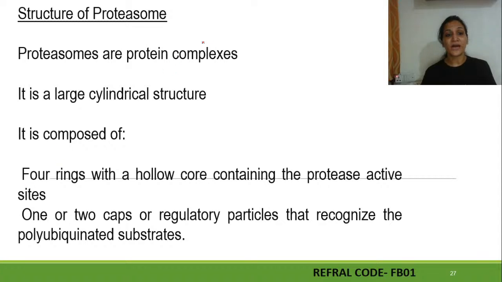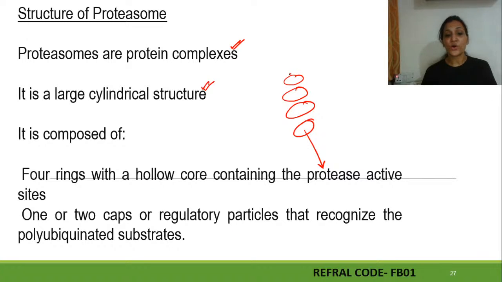Now proteasomes are protein complexes. They are made up of protein. It's a large cylindrical structure, or drum or barrel shape. And it is made up of what? It is made up of four rings with a hollow core. See here, you can see the hollow containing the protease active site. So the interior of this barrel contains the protease active site.